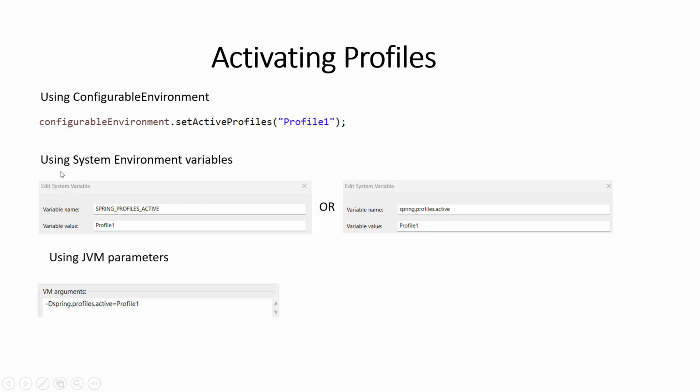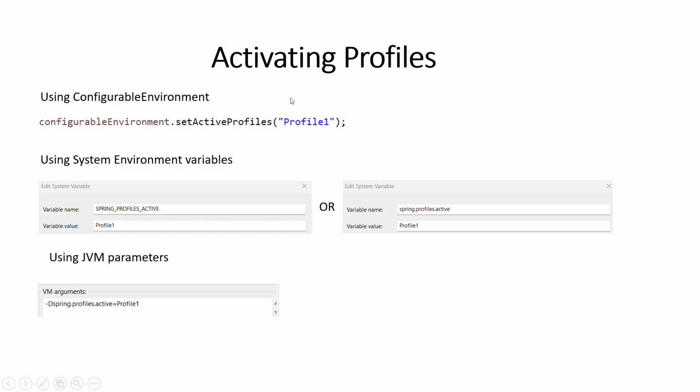We have three ways: using the ConfigurableEnvironment class, using system environment variables, and using JVM parameters. So we have three ways of activating profiles. We can get the ConfigurableEnvironment from the application context. Once you get it, you can call the setActiveProfiles method on it, and you can programmatically activate a profile using this method. If you pass the profile name, you can also pass comma-separated profiles to activate multiple profiles.